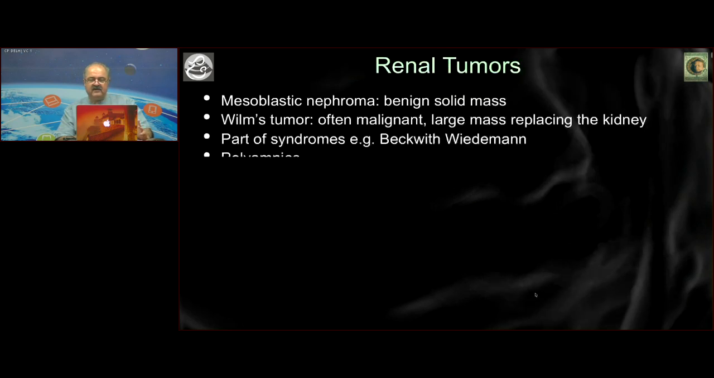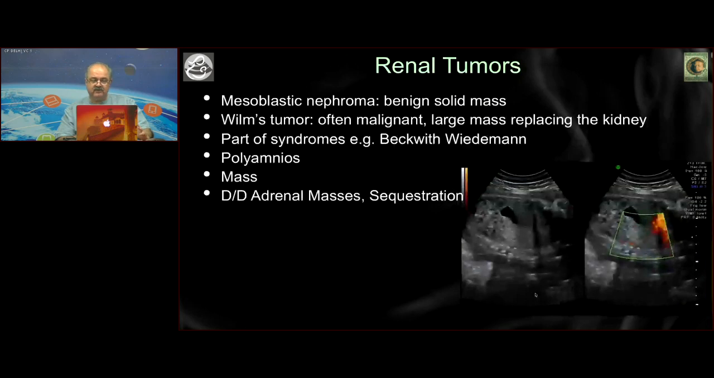The other differential diagnosis in terms of focal lesions would be renal tumors. Most of these are mesoblastic nephromas, benign solid masses, but how do you tell they are benign? Very difficult to tell, so only time can tell that. The Wilms tumor is often malignant. These are large masses replacing the whole kidney compared to the mesoblastic nephroma, where you often see some part of normal kidney. These type of masses might be part of syndromes.